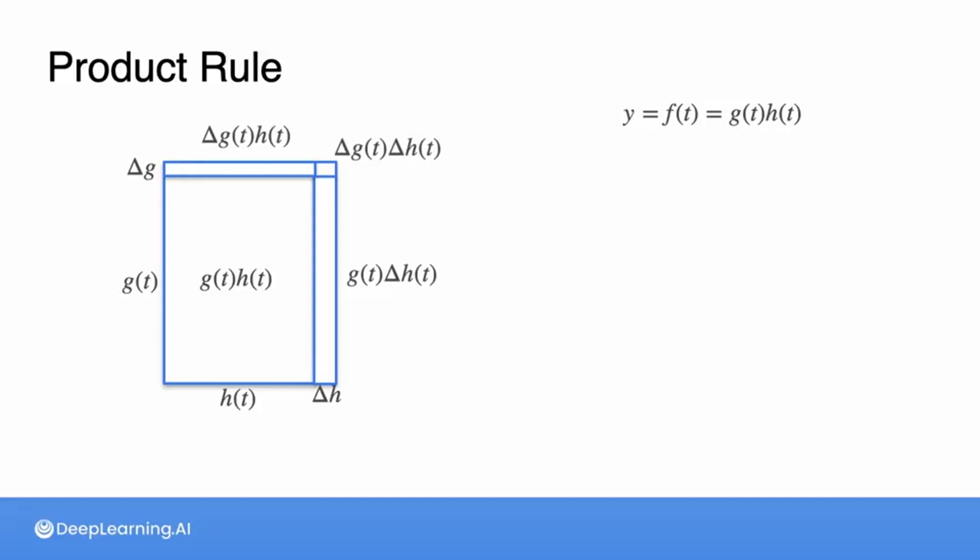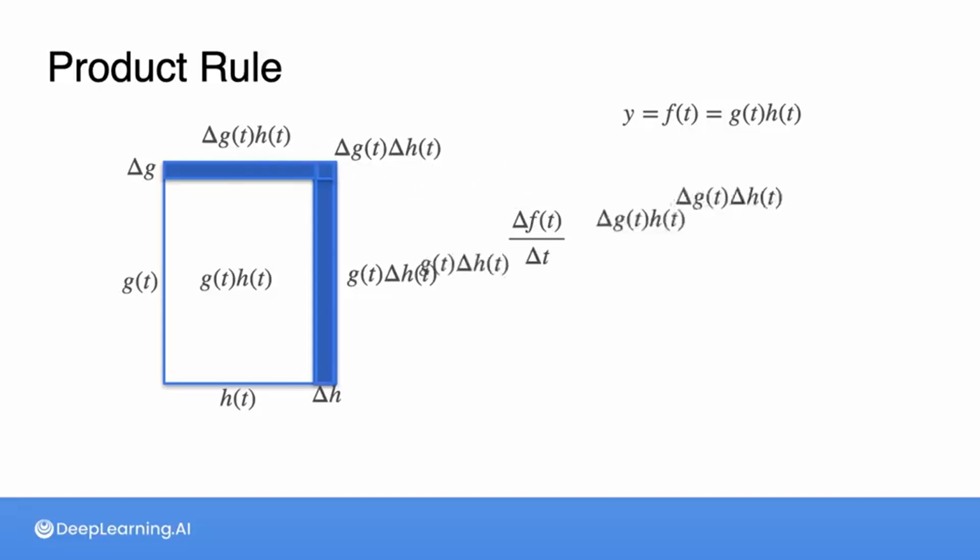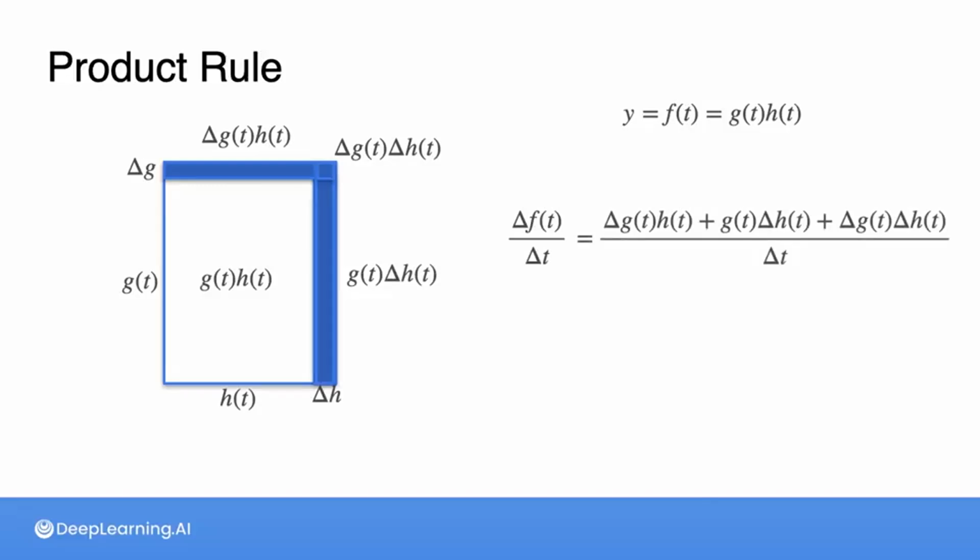Now the rate of change of the area with respect to time after some small time delta t is going to be delta f of t divided by delta t. What is delta f of t? Well, the change in area is this blue area over here, which is precisely the sum of the three blue rectangles. So on top we have delta g of t h of t plus g of t delta h of t plus delta g of t delta h of t, and at the bottom we have delta t. We can rewrite this in the following way. Delta g of t over delta t times h of t plus delta h of t over delta t times g of t plus delta g of t delta h of t divided by delta t.